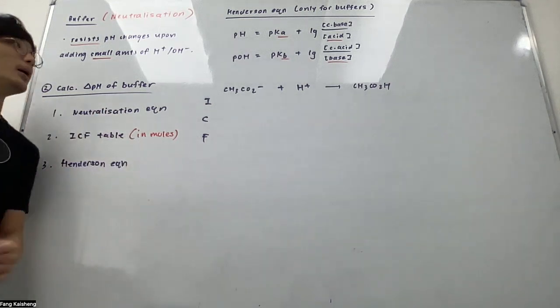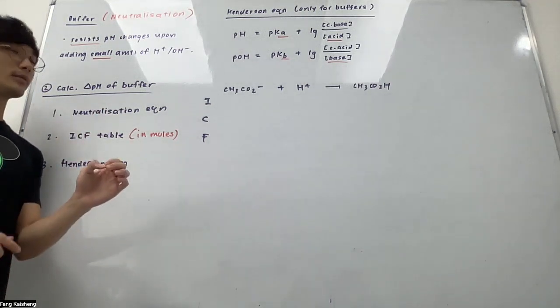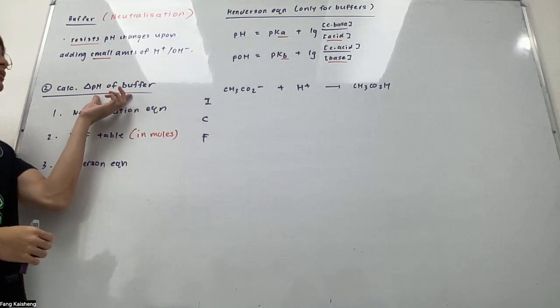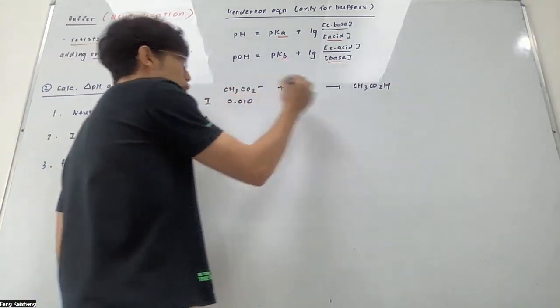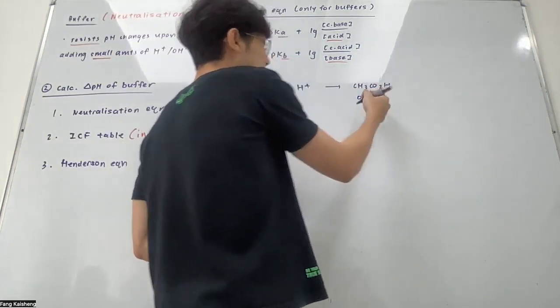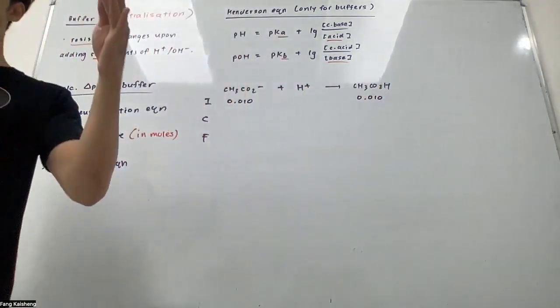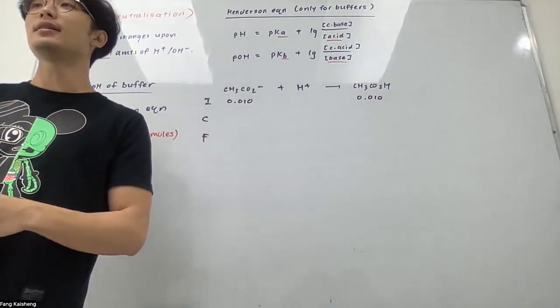Do moles. Remember, we are just adding stuff to an existing buffer, meaning the initial amounts of the buffer must contain both acid and conjugate base. Don't just say the right hand side is 0. No. Here, there's already something inside.